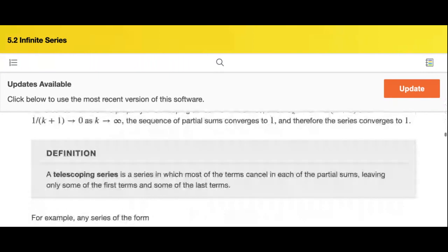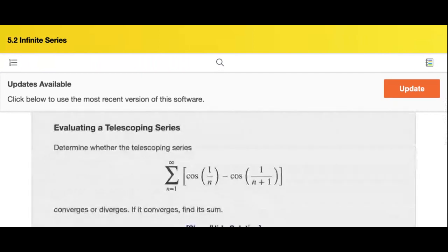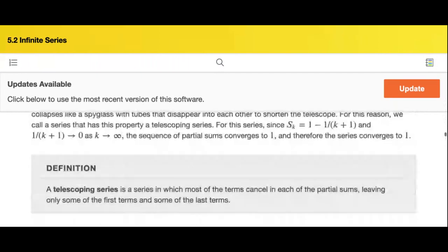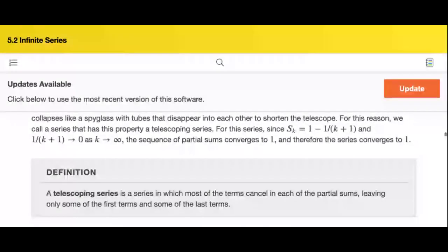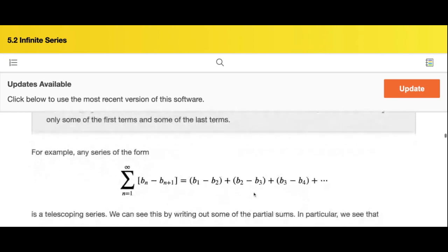So today we'll talk about something called telescoping series, which is another important series. So a telescoping series is a series in which most of the terms cancel in each of the partial sums, leaving only some of the first terms and some of the last terms.